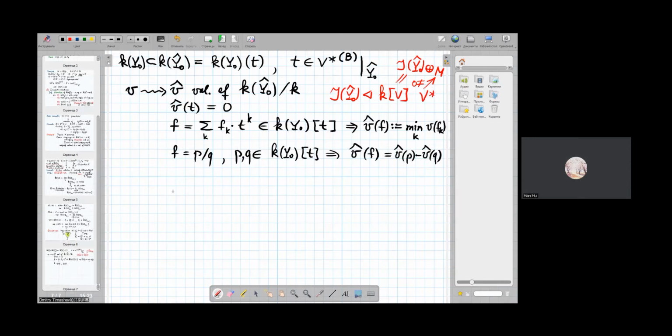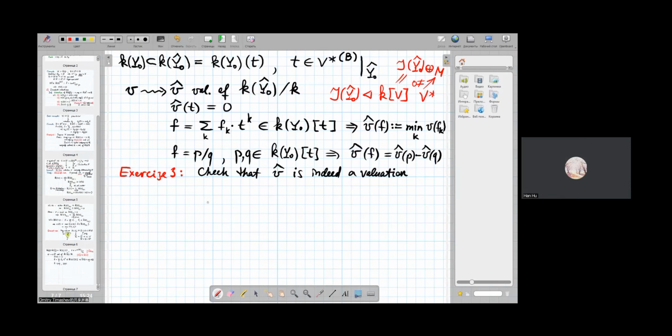And an exercise for you. Here I give some exercises because there are too many small technical details, but these exercises are easy. Exercise 3 is that this v hat is indeed a valuation. Check that this map v hat defined above is indeed a valuation. Okay.